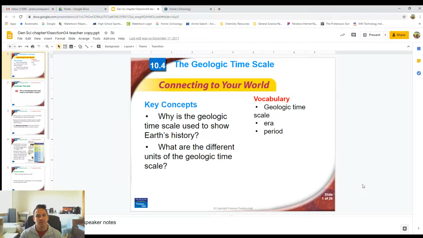In this video, we're going to be going over the chapter 10.4 notes on the geologic time scale. So we're going to be learning about what the geologic time scale is, how it's used to show Earth's history, and what some of the different units of the geologic time scale are.